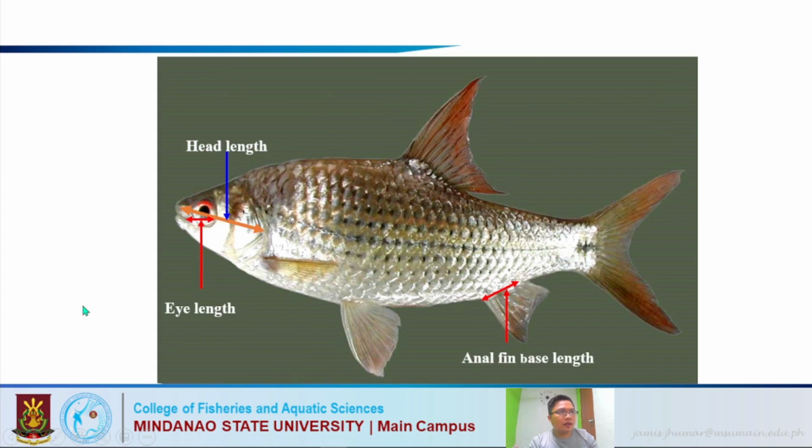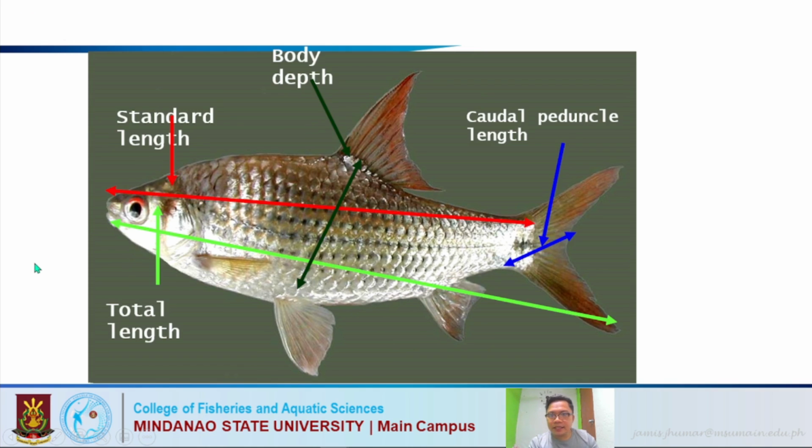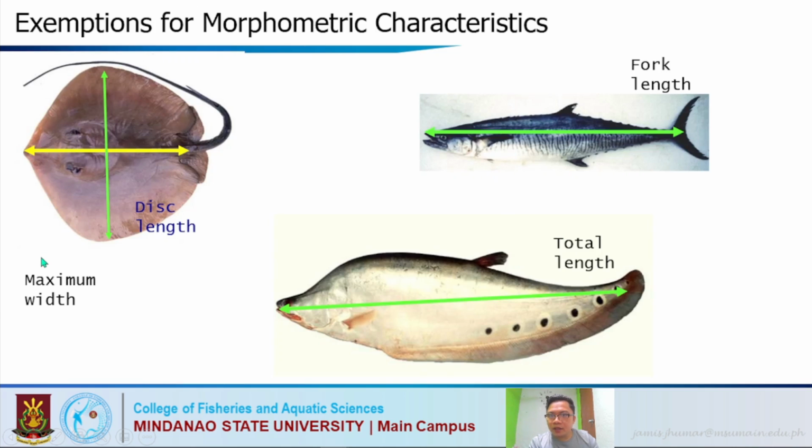measurements. And then that is the morphometric characteristics and some of the other information, the anal fin base length, and then many more. And then exemptions to morphometric characters are this type of species.